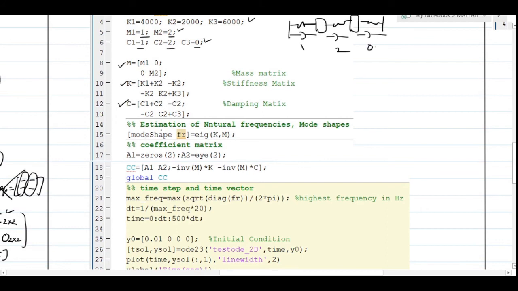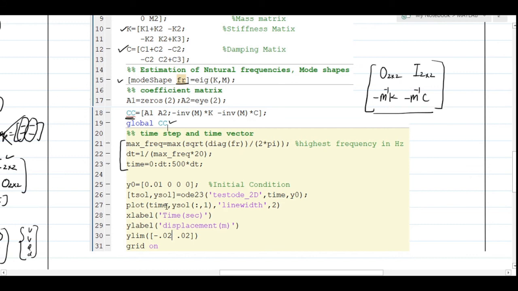Line 15 is again the same, which is going to give me the natural frequency, and I am using the highest value to create my time step, which is considered from line 21 to 23. Here I am creating my coefficient matrix, and we have already seen that in case of damping, your coefficient matrix will have a null matrix of 2 by 2, an identity matrix of 2 by 2, then we will have M inverse K and minus M inverse C. So this is my coefficient matrix. All the remaining terms are exactly the same as we have just seen in the previous case.